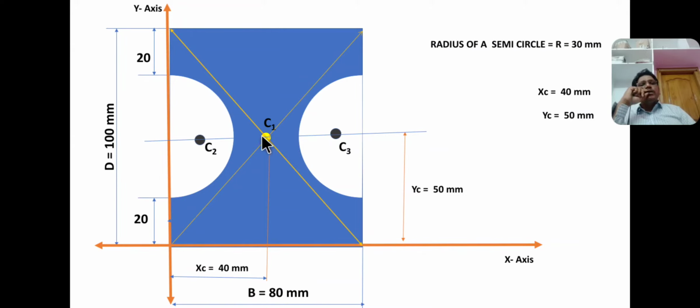So C1 is equal to CZ. Therefore the centroid or center of gravity of the entire section lies at C1. Therefore xc, yc are the coordinates of the centroid: x equal to 40 mm and yc equal to 50 mm.